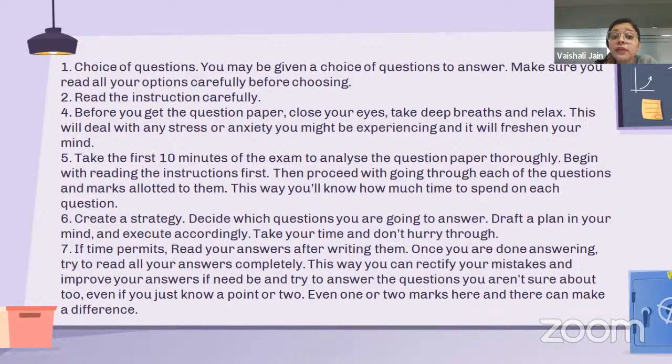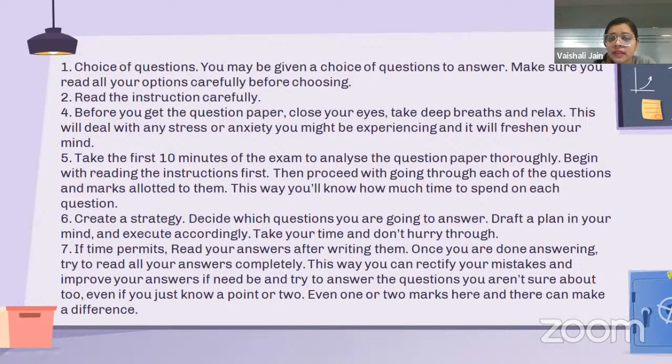Now, before you get the question paper, ask the children, or if the students are there, please close your eyes. Take a deep breath and relax. This will really relieve you from any stress and anxiety that you might be experiencing and freshen up your mind.